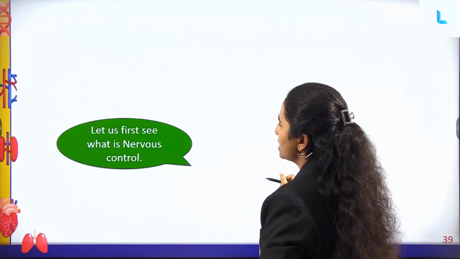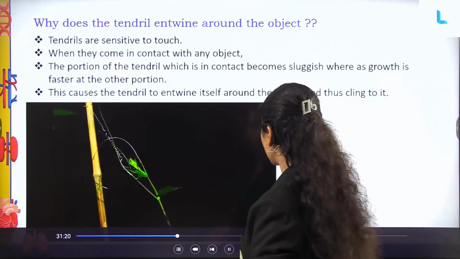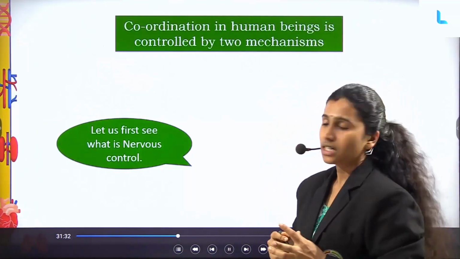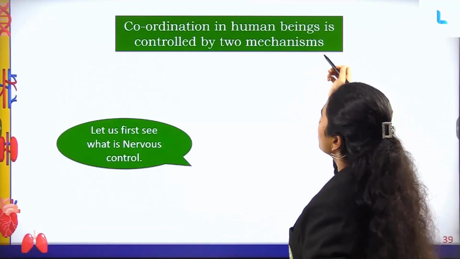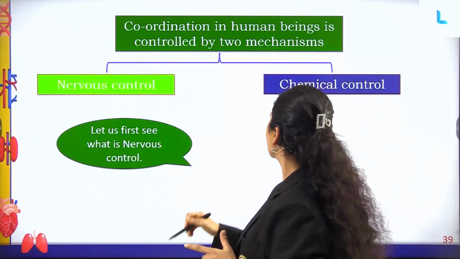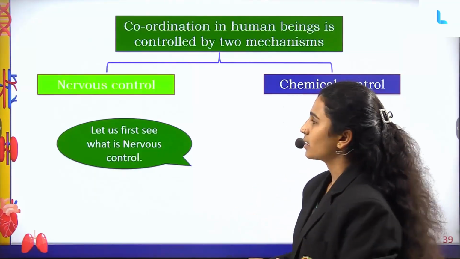Now let us first see what is nervous control. After this, we'll see what is nervous system control, how our nervous system controls. So coordination in human beings is controlled by two mechanisms. One is the nervous system and the other the chemical mechanism. So nervous control and chemical control.